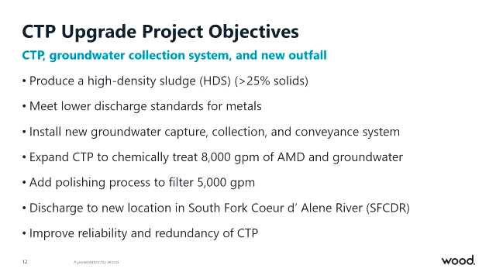We also had to add a polishing process, which included multimedia filters to polish up to 5,000 GPM. And one of the big overarching objectives of the project was to improve reliability and redundancy of the CTP. So being able to handle variability from the mine, water quality changes, and just improve the overall process.